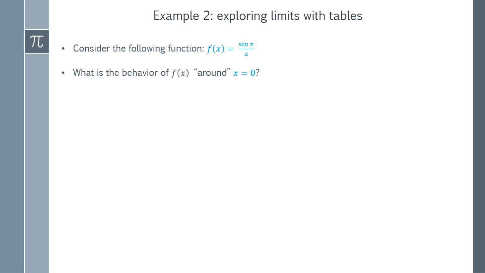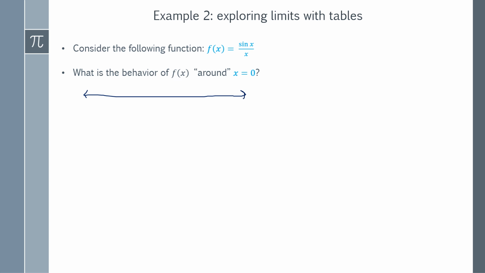Let's take a look at another example where we're exploring limits using tables, and this time our function will involve a trigonometric expression. So we're working with the function f of x is equal to sine of x over x, and we would like to discuss the behavior of this function around x is equal to 0. So we're going to have the following picture.